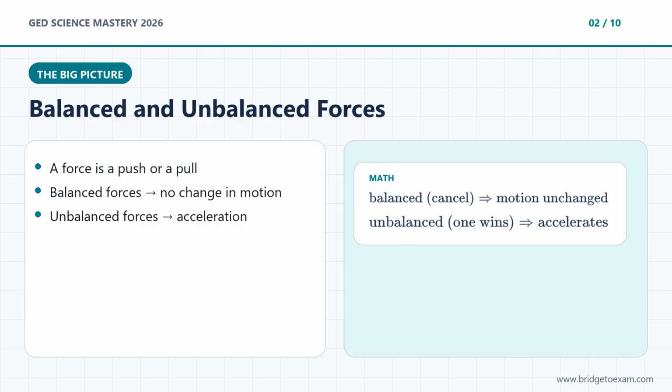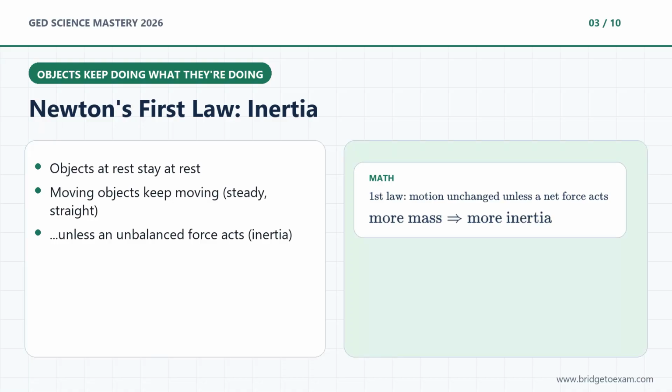Unbalanced forces cause acceleration. Newton's first law is the law of inertia. It says an object at rest stays at rest, and an object that is moving keeps moving at a steady speed in a straight line, unless an unbalanced force acts on it. In other words, things naturally keep doing what they are already doing. This is why when a car suddenly stops, your body lurches forward. You were moving, so you keep moving until the seatbelt provides the force to stop you. More mass means more inertia, more resistance to any change in motion.